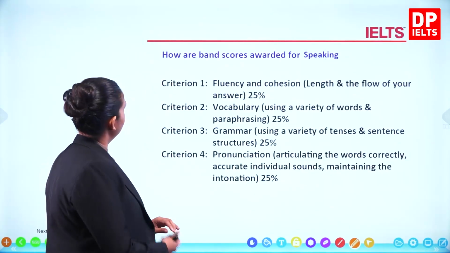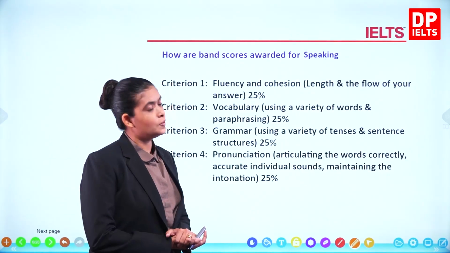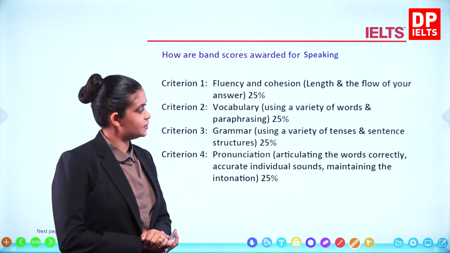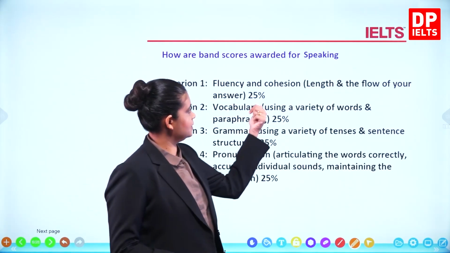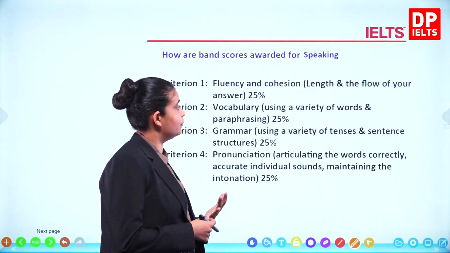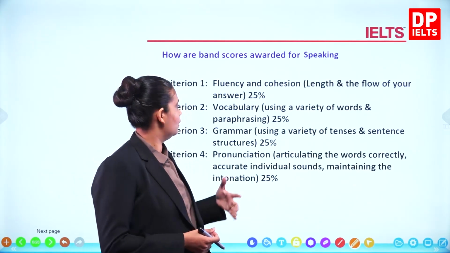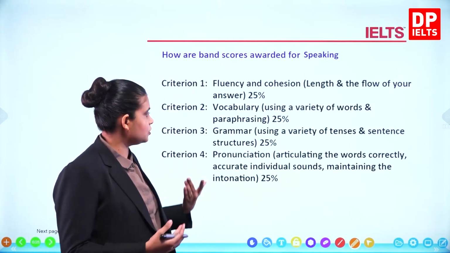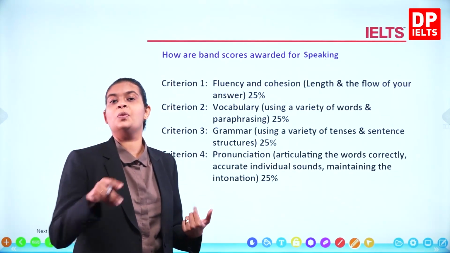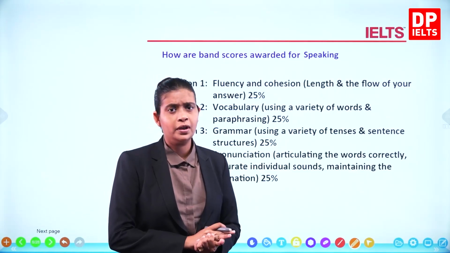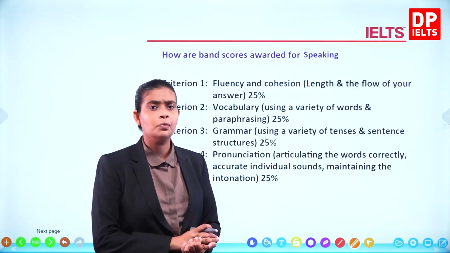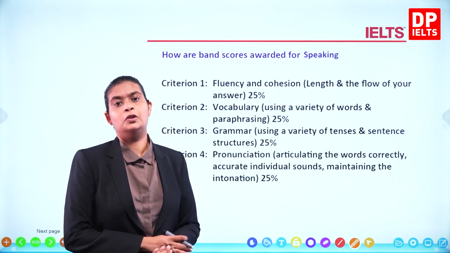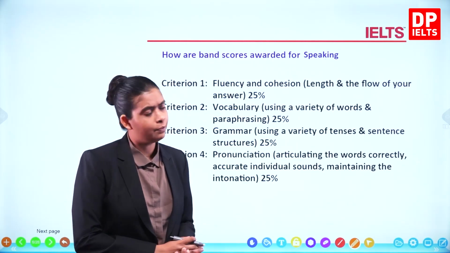Alright, so moving on, how are band scores awarded for speaking? Now you have 4 marking criteria. We look at fluency and cohesion, that is the length and the flow of your answer. Vocabulary, okay, how well you use a variety of words to explain the topic, and also your paraphrasing techniques. Remember when I taught you paraphrasing, I said it's really important in all your skills. Not just writing, but in speaking, when you listen, when you read, it's very important, okay?